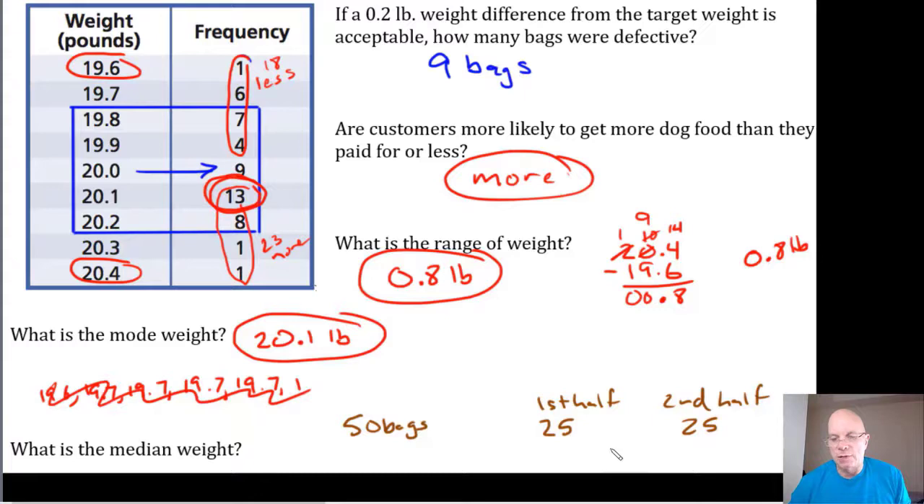And so the bags that land in the middle will be the 25th and the 26th bags. And so if we just start looking at our frequencies, I've circled this 18 right here. 18 and 9 is 27. So the 25th and the 26th bags will both occur within this 9 bags, and those are both 20. So these two pieces of data in the middle are 20 and 20. And if the 2 in the middle are the same, obviously their average is the same, and so 20 pounds is the median weight. Which is also good news for this dog food company, because that's exactly the weight they're advertising on the bags.